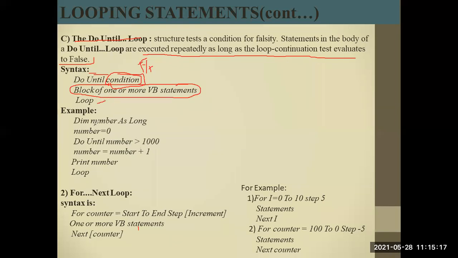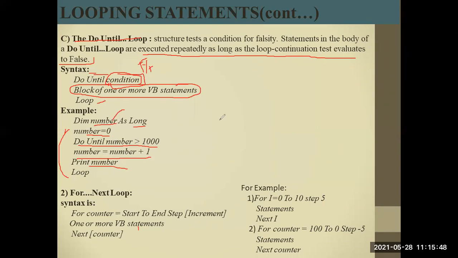Another example. There is a number variable defined as a long type. The number is initialized to 0. Now do until number is greater than 1000. Until this condition is true, while the number is less than 1000, we will increment the number and print the number, and this loop is used too.